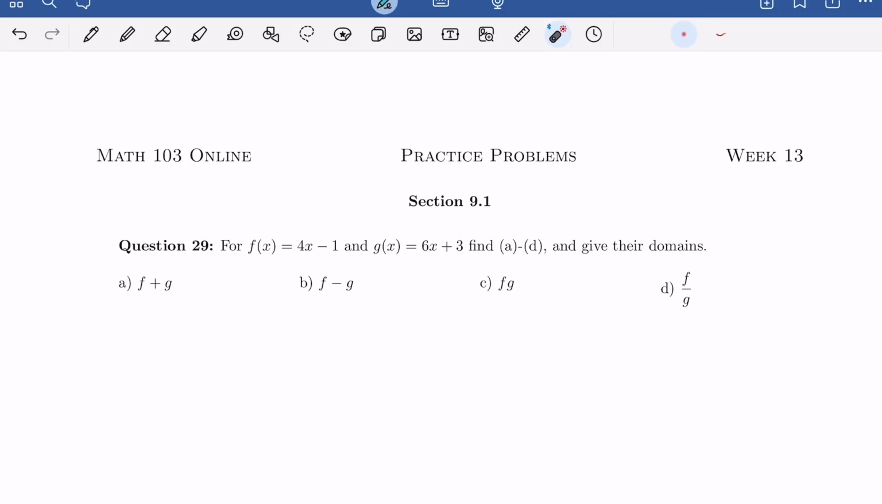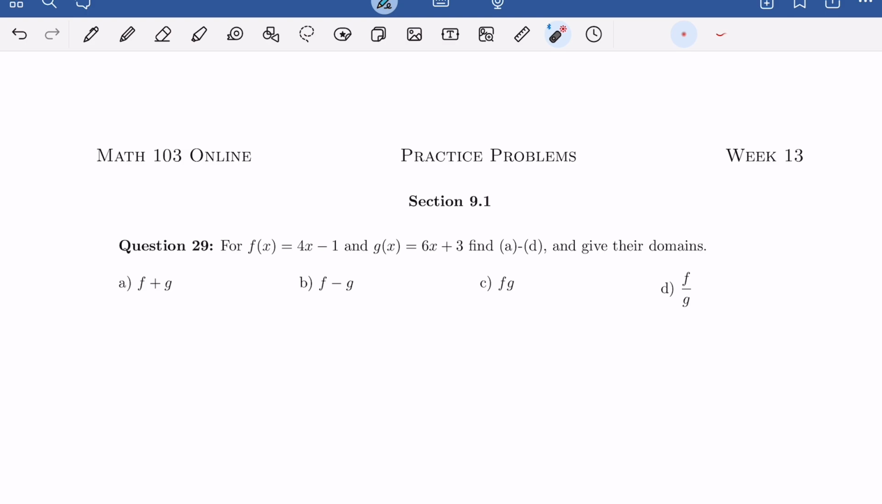Alright, so in this video we're going to go over some practice problems on the material covered this week. And so starting with section 9.1 here, in this first example, we're going to do a review of our function operations. So for question 29, we're given these two functions here. We're going to perform these operations in A through D, and then we also want to find the domains of the resulting functions.